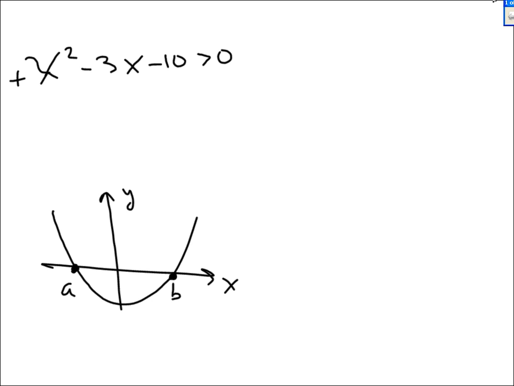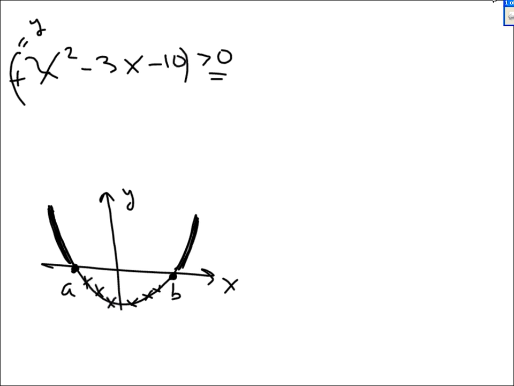Call them a and b for a moment. Well then, this is where it's positive, and here it's positive. In the middle here, it's negative. The y values are negative. Remember, this expression is equal to y. I want to know when y is greater than or equal to 0.